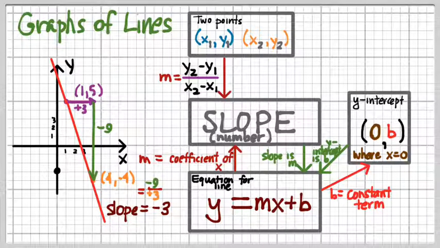But the slope by itself doesn't give us a full equation for this line. It only gives us the m part. We don't know the b part. So how do we find it? How do I find the y-intercept of this line?